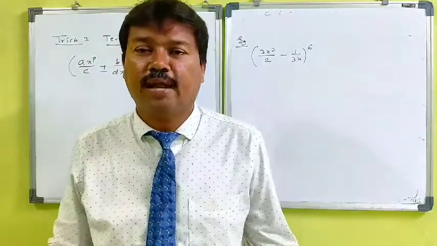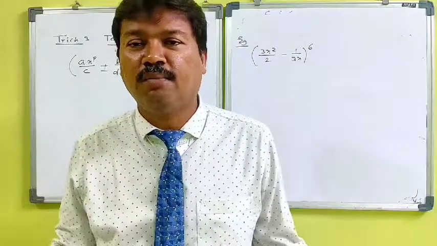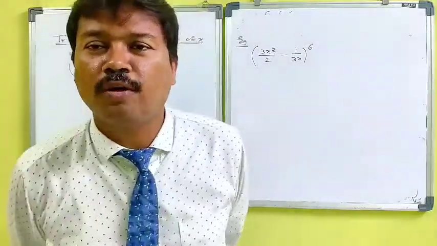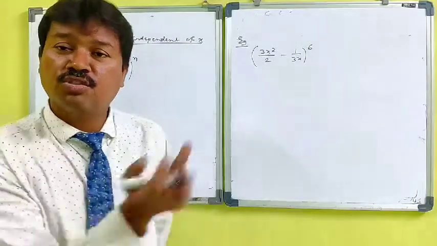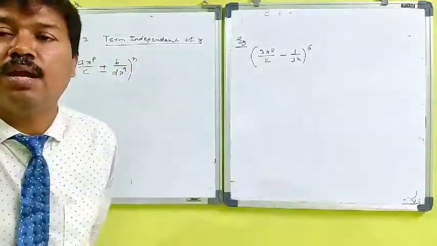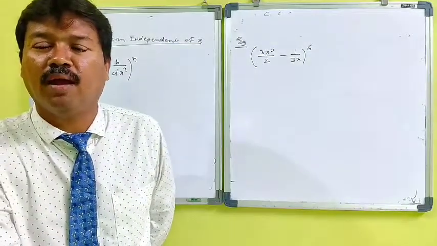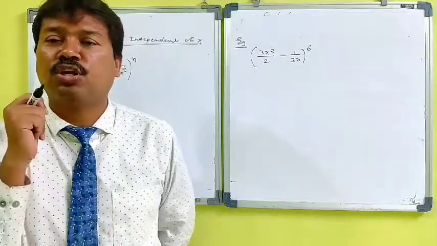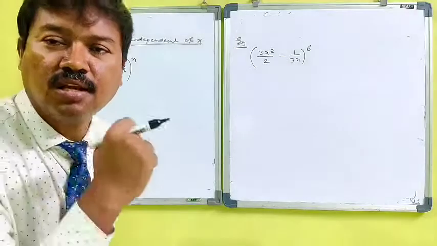Hello. So now we come to the next trick. Trick number 3 in the binomial expansion. Now see what to do in this. You should know what the trick is. The trick is to find the term independent of x in a flash. How will we find the term independent of x in a flash? So see this, there is a formula.